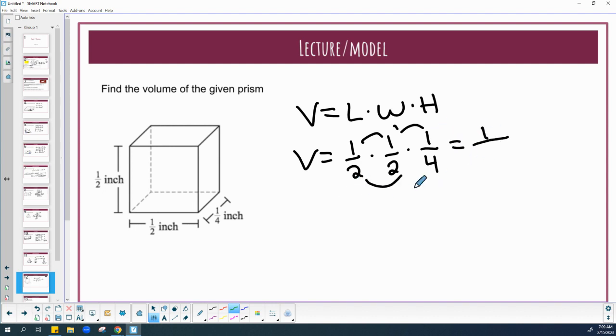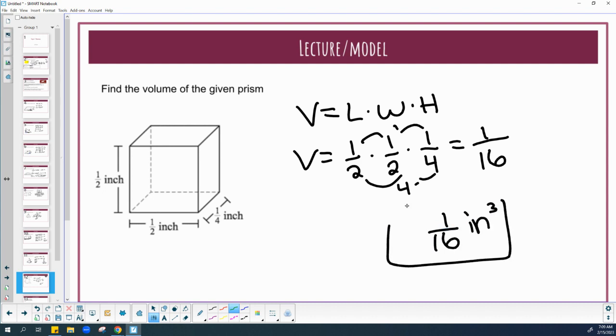Now let's look at the bottom. 2 times 2 is 4, times another 4 is 16. So your volume would be 1/16 inches cubed. Remember, volume is measured in cubic inches.